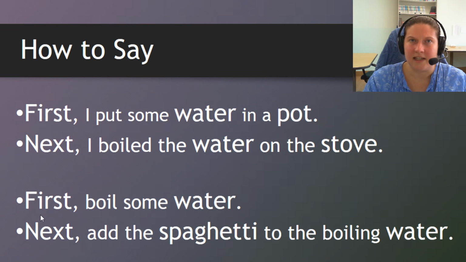Let's listen to these. First, boil some water. Next, add the spaghetti to the boiling water. So again, when you say these sentences, remember to put some emphasis on the order words and the object words in the sentence. Here's the object of a preposition. Here it's what you put in the pot.